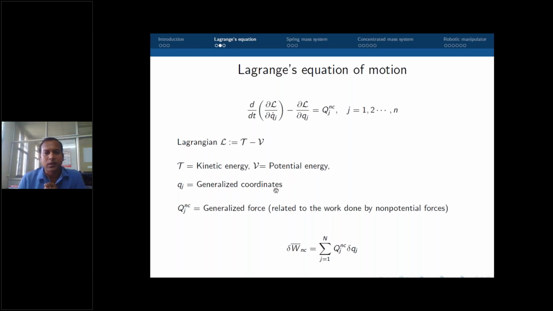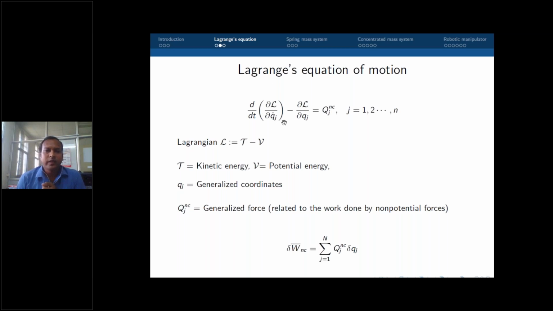So what do we mean by generalized coordinates? We don't want to go deep into the background of the derivation of Lagrange's equation of motion. For the time being, understand that these q_j's are the independent coordinates required to completely specify the position or configuration of any system. The number of independent coordinates required is given by q_j. Suppose there is a 2-degree of freedom system; that means we will have q1 and q2, two coordinates required to specify the system's configuration completely.